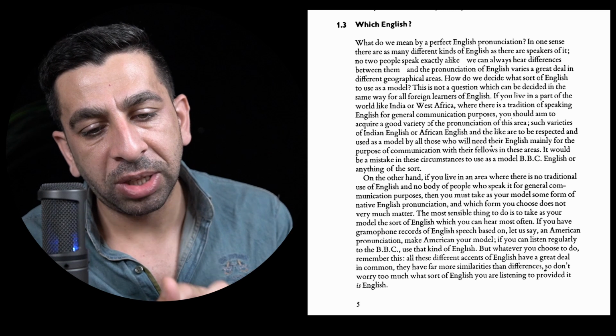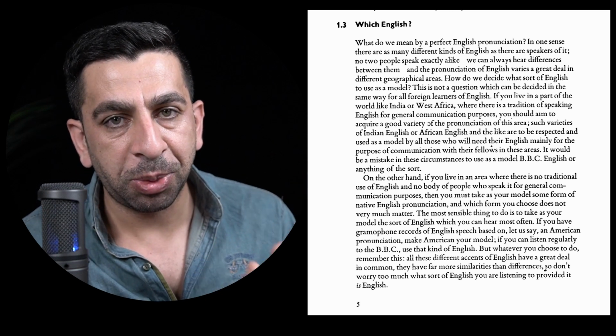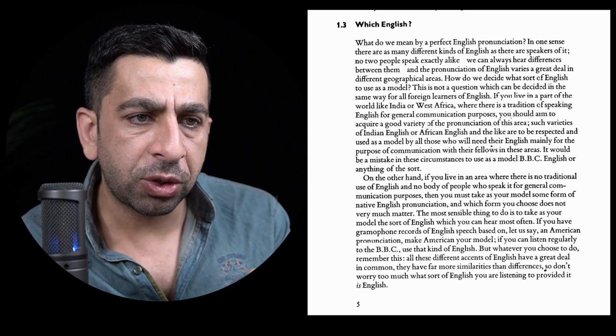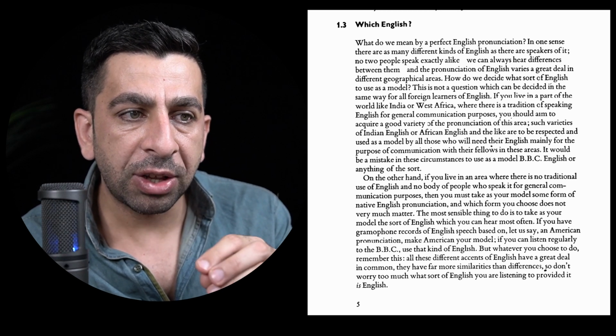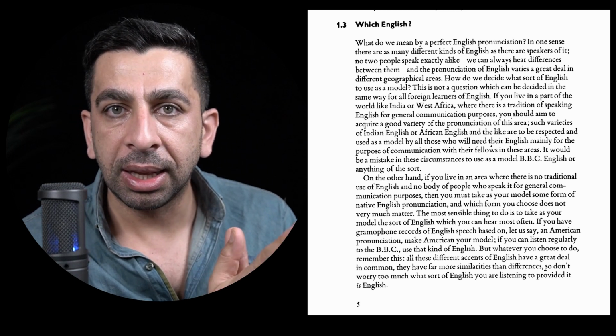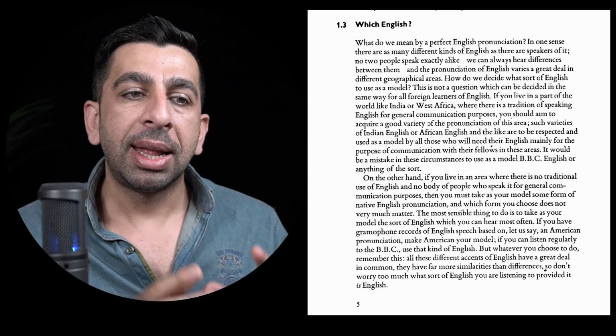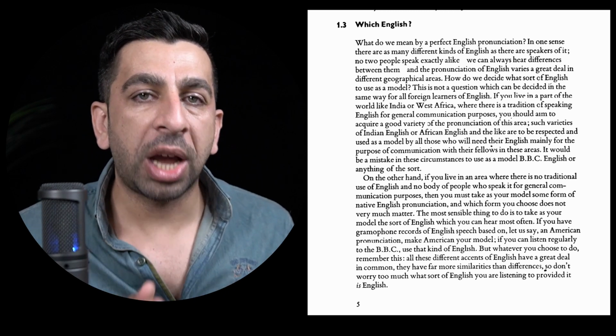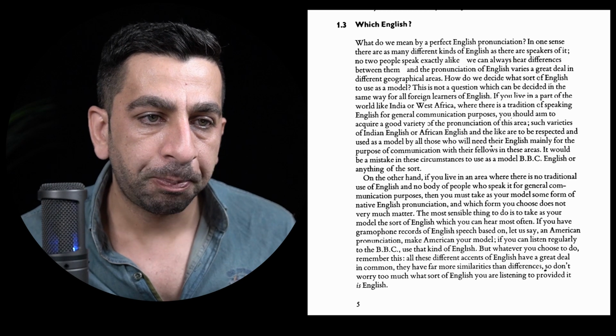يعني ما راح لازم تعتمد على native English speakers model موجود هناك ونستخدم. The most sensible thing to do is to take as your model the sort of English which you can hear most often. يعني قاعدة الإبهام أنه أنت لازم تستخدم الموديل أو النموذج اللي هو شائع غالبا في هذه المناطق.